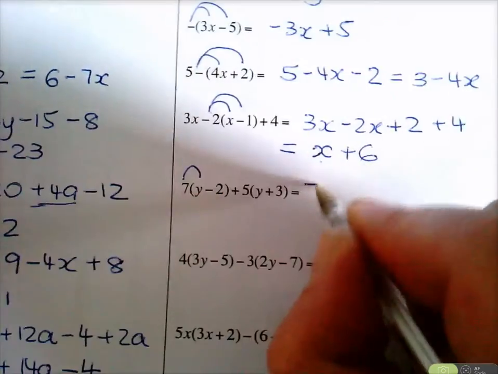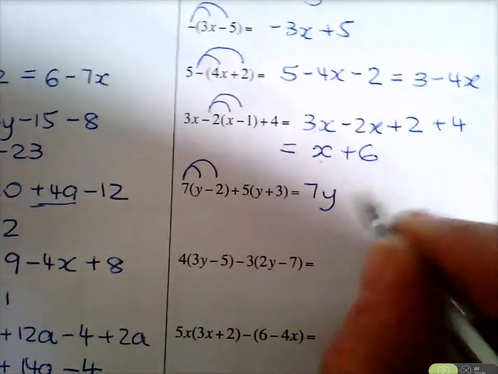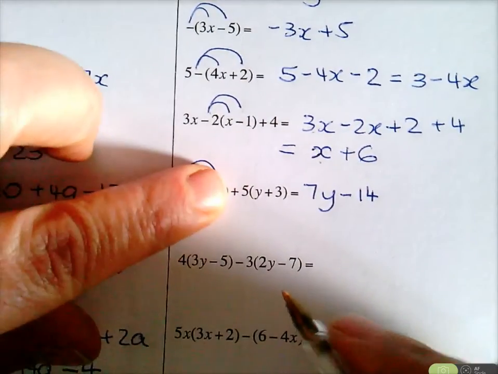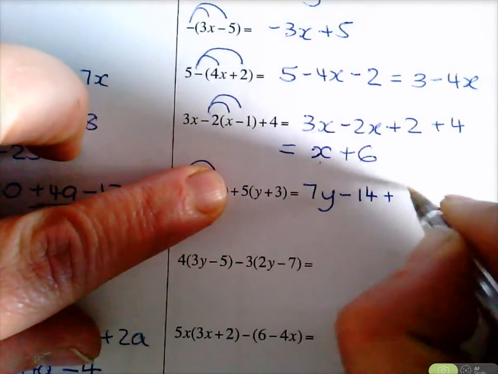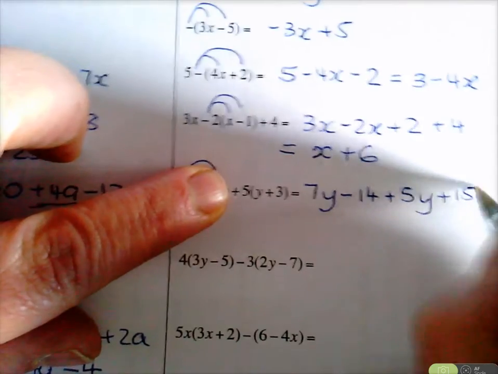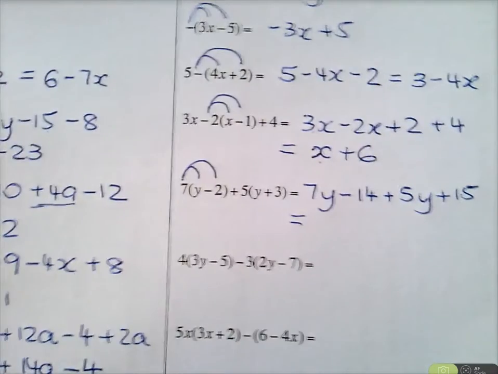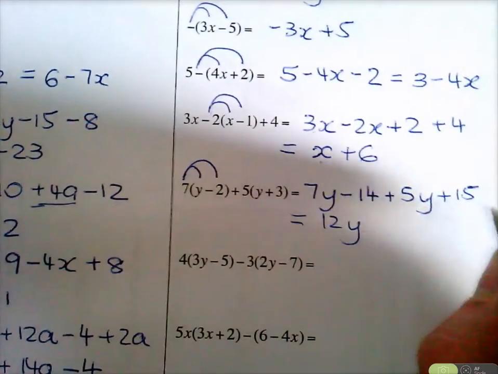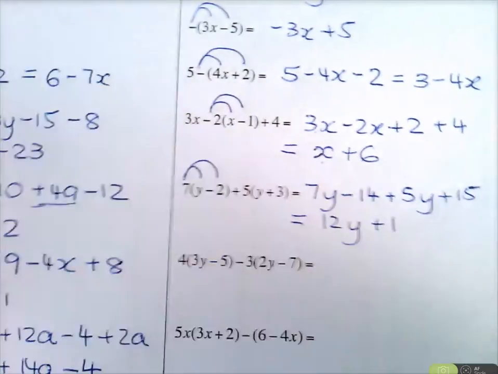7 times y is 7y. 7 times minus 2 is minus 14. Brackets are done, cover it up. Plus 5 times y, plus 5y. Plus 5 times plus 3 is plus 15. Like terms. That's right. 12y minus 14 plus 15, there's an extra 1 plus.